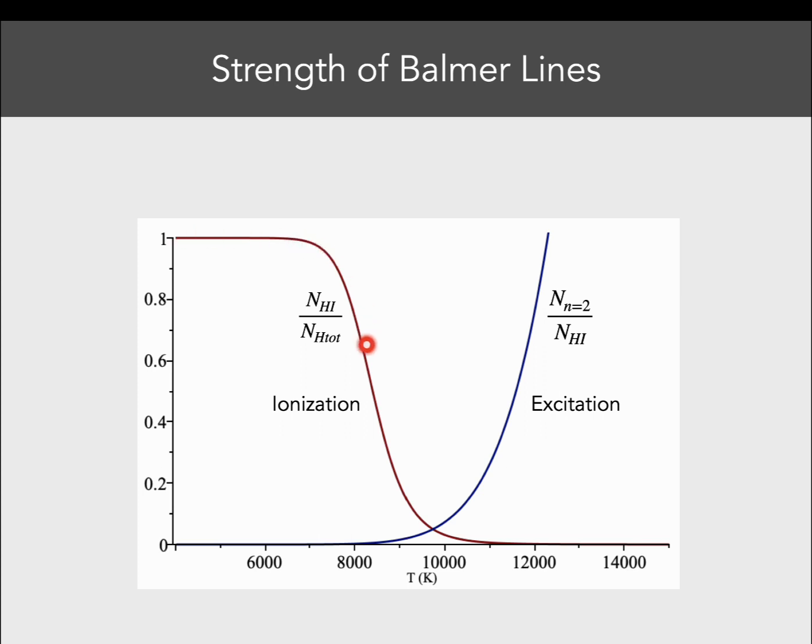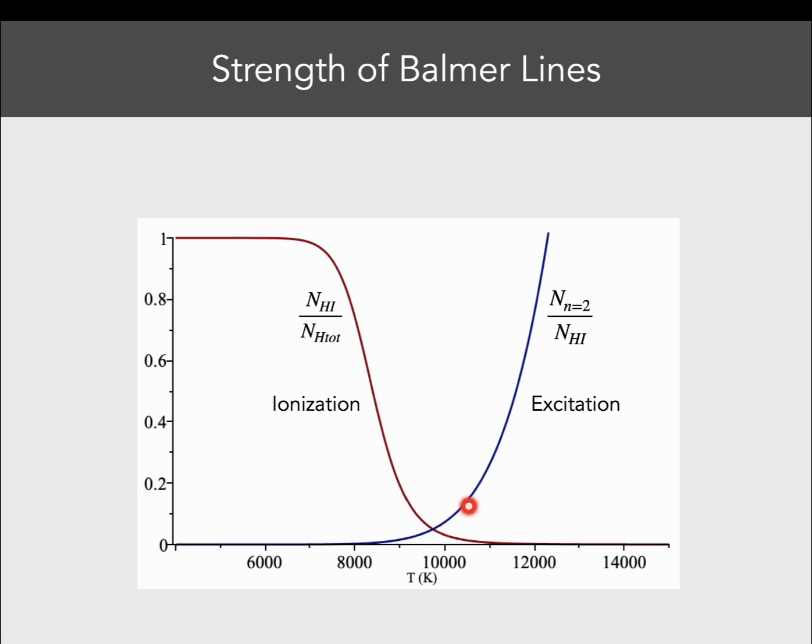The red curve is the one that we've already seen for the Saha equation. So this is the number of neutral hydrogen atoms to the total amount of hydrogen. We saw that it's very much neutral for temperatures less than around 7,000 Kelvin. If you get above 12,000, it's almost all ionized. So we want this curve. When this curve goes up, the strength of the Balmer lines should go up.